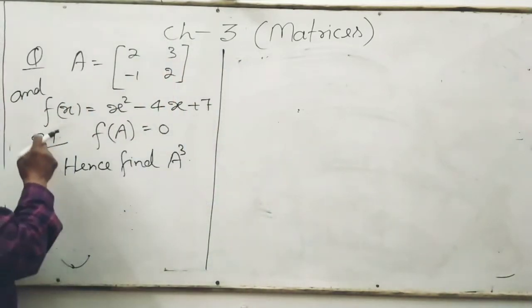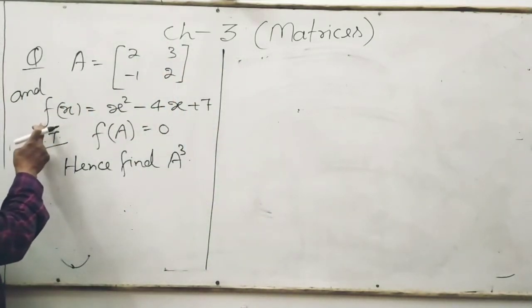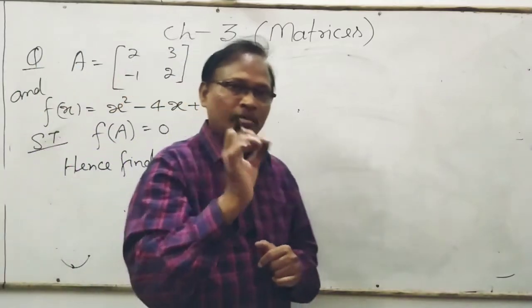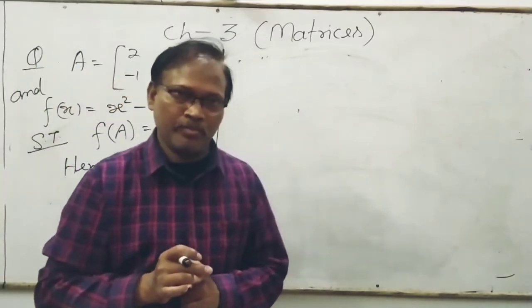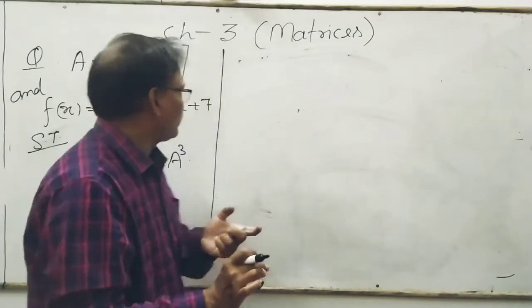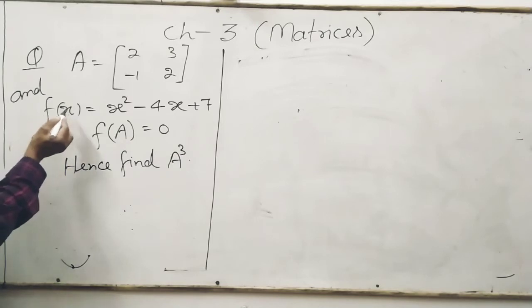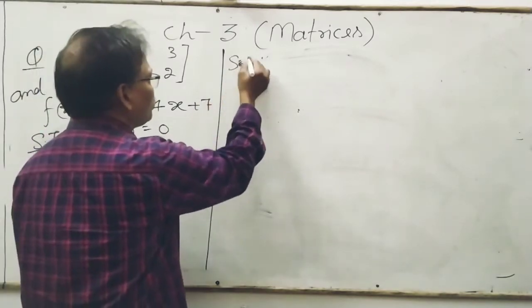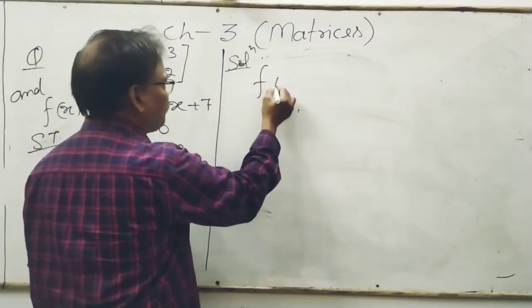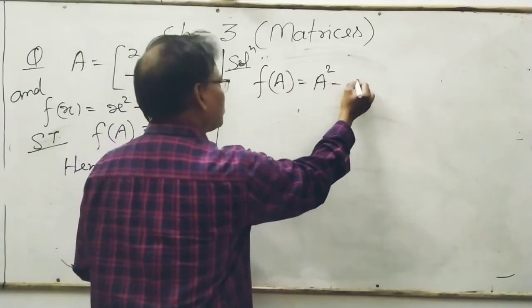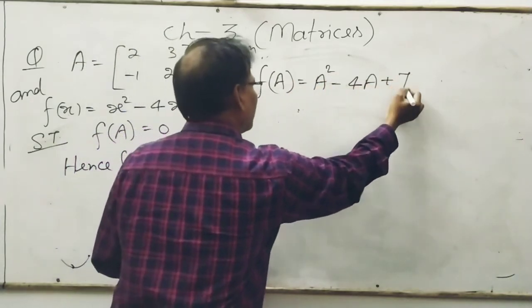First one, you have to show that f(A) is equal to 0. But from where will you get f(A)? Means if we put x equal to A here, then you will get f(A). Okay. So in the solution, you write here f(A) is equal to A square minus 4A plus 7. Clear?